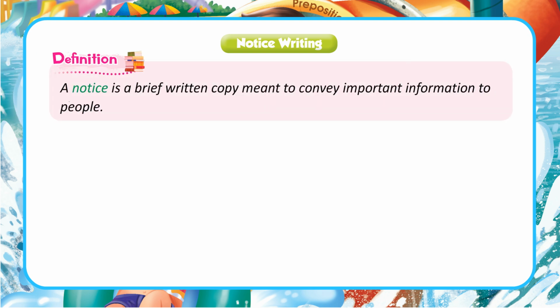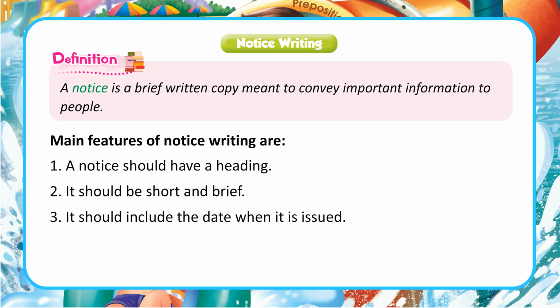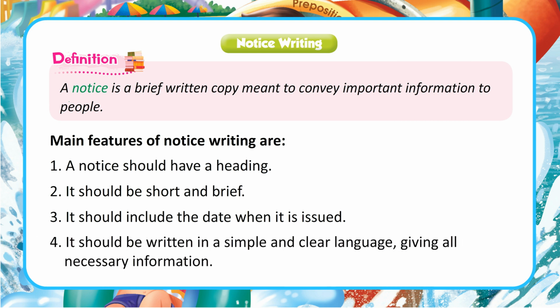Notice writing. Definition. A notice is a brief written copy meant to convey important information to people. Main features of notice writing are: 1. A notice should have a heading. 2. It should be short and brief. 3. It should include the date when it is issued. 4. It should be written in a simple and clear language, giving all necessary information.